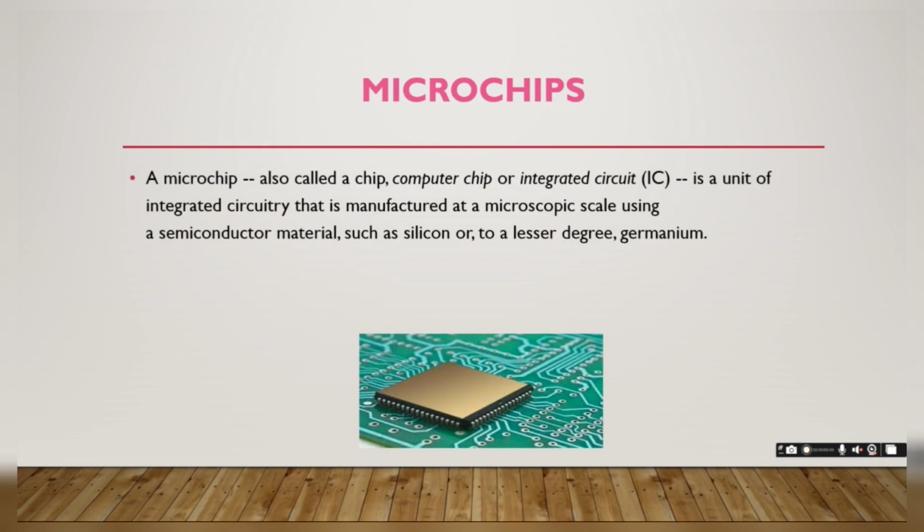We move to microchips. And we are saying that a microchip, also called a chip, a computer chip or integrated chip (IC), is a unit of integrated circuitry that is manufactured at a microscopic scale using a semiconductor material such as silicon or, to a lesser degree, germanium. A picture of a microchip is shown below.